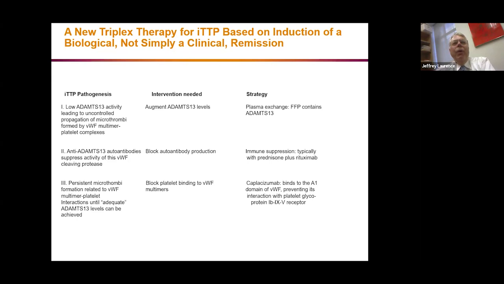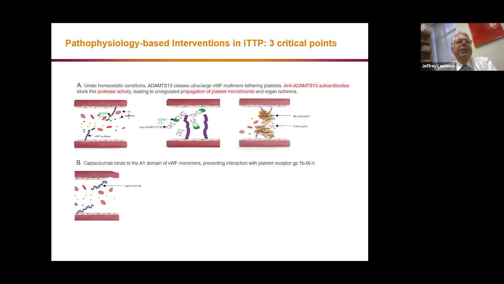But while you're waiting for all that to work, you want to immediately stop this process from happening, and that is introducing caplacizumab, which is given as an intravenous infusion right after plasma exchange, followed by subcutaneous infusions for the next 28 days, as long as the ADAMTS13 is still less than at least 20%. And this is just a schematic of that, showing that ADAMTS13, which is green, is inhibited by autoantibodies, and caplacizumab blocks that process.